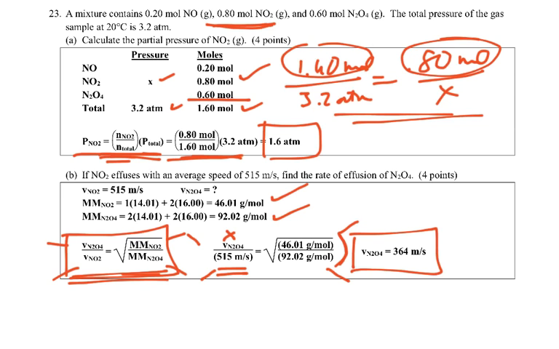N2O4 is 364 meters per second. So it's kind of a substitute and evaluate sort of a problem. And that is the entire test.